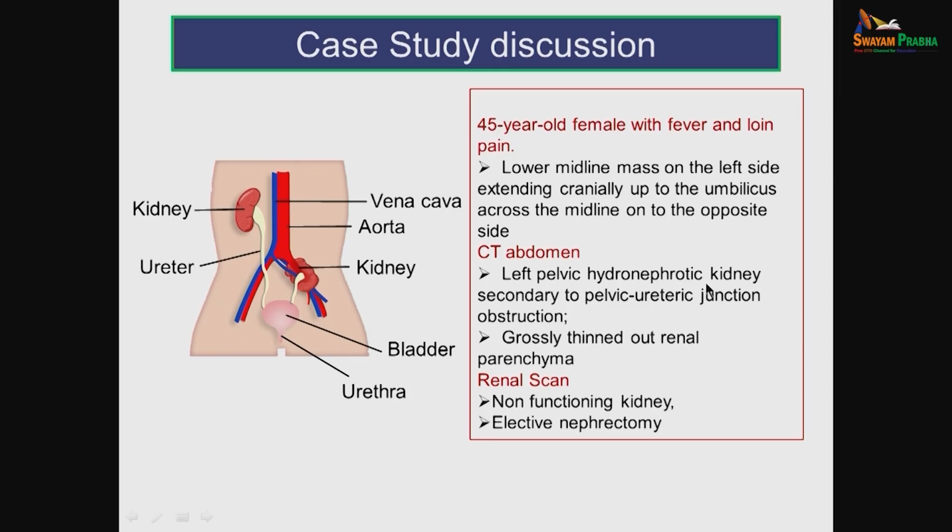It's not a normal kidney, but there was hydronephrosis. The kidney was dilated, huge, and from the left side it has extended cranially, crossing the umbilicus to the opposite side. And there was gross thinning out of the renal parenchyma. The hydronephrosis was secondary to the obstruction present at the junction of the pelvis with the ureter. And since the left kidney, which was hydronephrotic, was a non-functioning kidney, a nephrectomy, that is removal of the huge mass, was done.